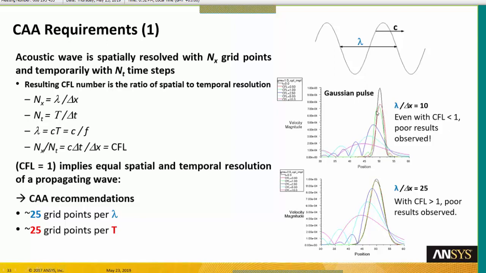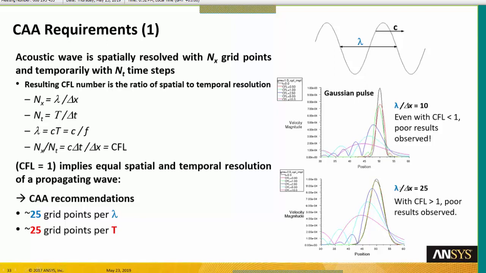We have the correct positioning for the Gaussian pulse for this CFL inferior to 1, but the amplitude is clearly completely missed. We are missing a portion of the amplitude. So this is entirely due to this poor spatial discretization of the wave.